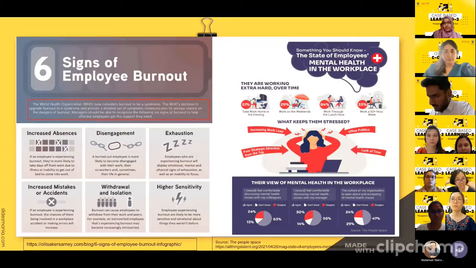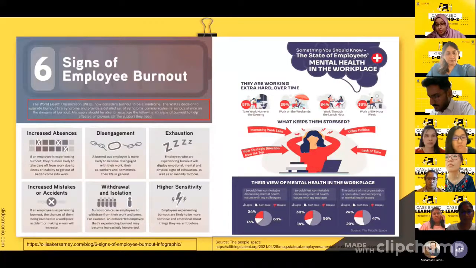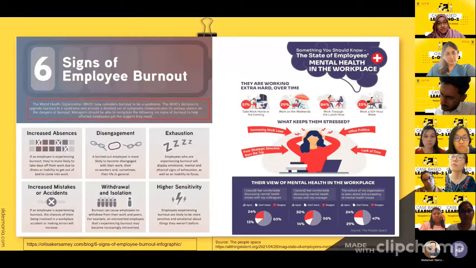also higher sensitivity. From the survey conducted by People's Source, 84% of employees work through lunch hour and 29% work on the weekend. This has really led to digital fatigue and burnout, and employees are working very hard and some even overtime. So there is really a need for an organization, or you as a future healthcare manager, to take bigger strides in employees' mental health. We do know that some organizations are already making efforts to help employees deal with stress and burnout, but it is still not enough.